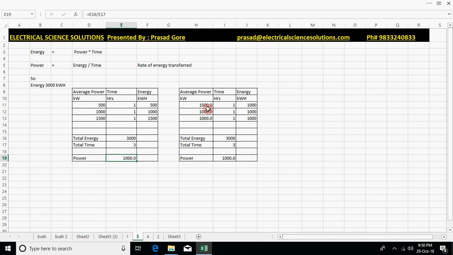Similarly, if I have an average power of 1000 and I am consuming power at the same rate every hour, I'm still getting the energy of 3000 units. So there are two different scenarios: 1000 constant, and a different power at different hours. What the generating station is interested in knowing is the total energy consumed and at what rate it is required to be delivered, so that the generating station can accommodate these kinds of power requirements.